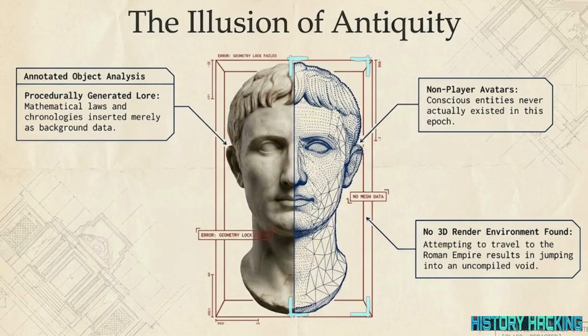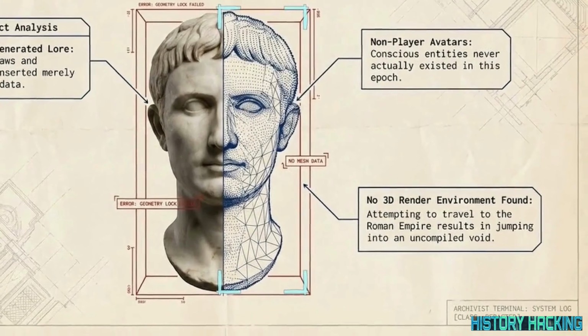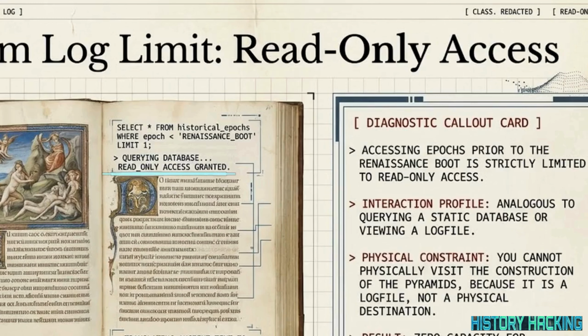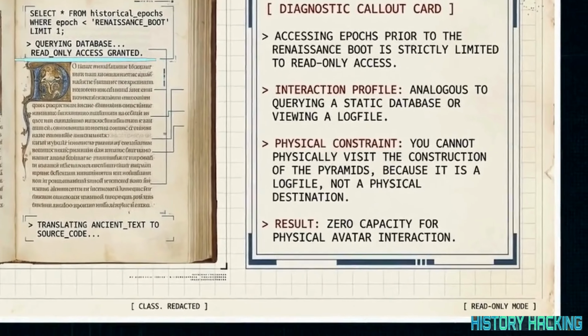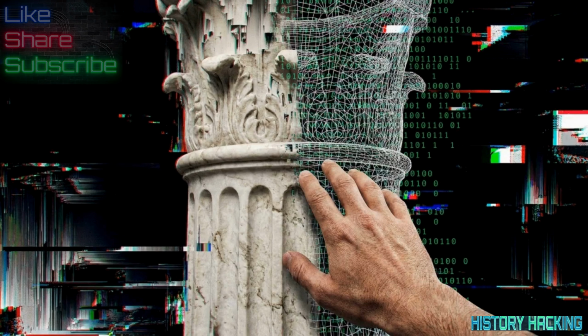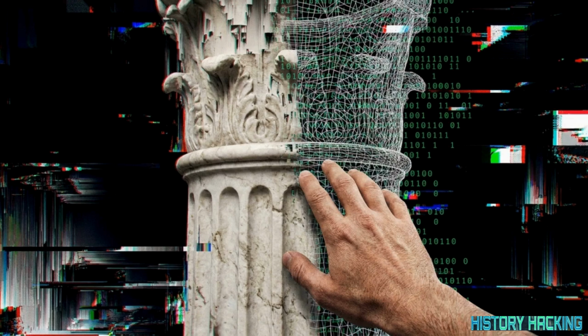This log illustrates the failure. Because the 3D mesh is missing for this era, attempting to travel to the Roman Empire results in jumping into an uncompiled void. The physical geometry never existed. The digital query overlay on this manuscript clarifies your permissions. You are granted read-only access. You can search the historical lore like a static text log file, but you cannot physically interact with it.